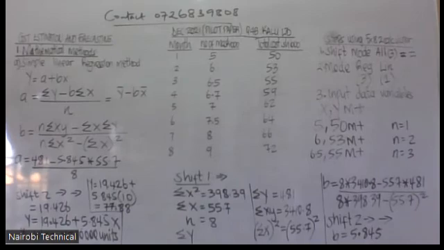Next, validity and reliability of results can be determined using coefficient of determination R squared and coefficient of correlation R.